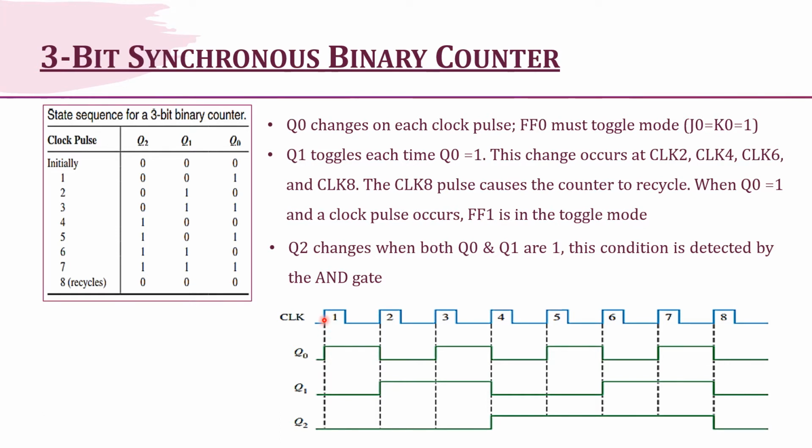During the first positive edge, Q0 changes. Q0 toggles on every clock pulse. Q1 toggles only when Q0 is equal to 1. When Q0 is equal to 1, it toggles. Q2 will change when both Q0 as well as Q1 are high. So when both Q0 and Q1 are high, Q2 changes its state.